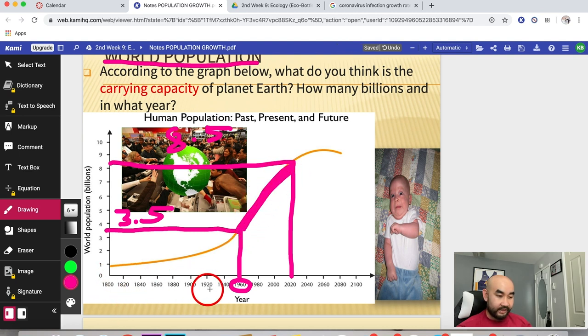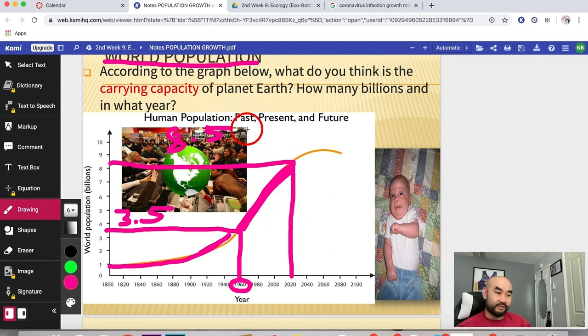Look, 1800 to 1960, that's 160 years. We went only from like 1 billion to 3.5, right? 160 years, we doubled our growth in 160 years before. And again, because we didn't have all the oil, energy, fossil fuel, right? We started digging deeper and deeper, pulling out more fossil fuel, crude oil.